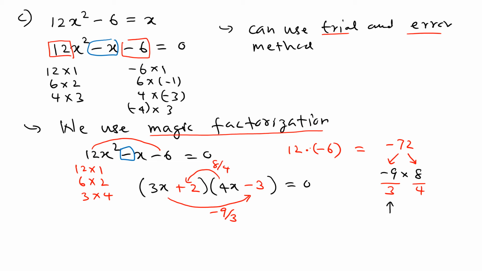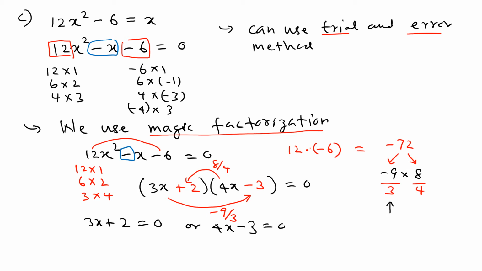So that works straightforwardly, and it's not a trial and error approach. You directly get the solution from this method. This is what we call the magic factorization method. You can find the link in the description if you are not familiar with it. Good. Now that we have the two factors, we do as we did before. We set each factor equal to 0. So 3x plus 2 equals 0, or 4x minus 3 equals 0.